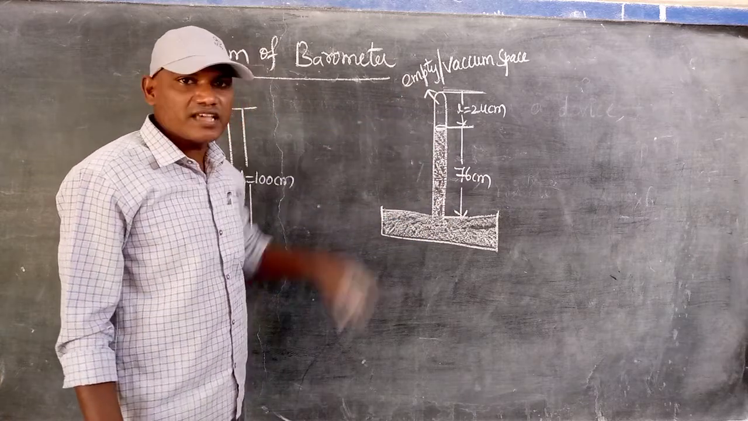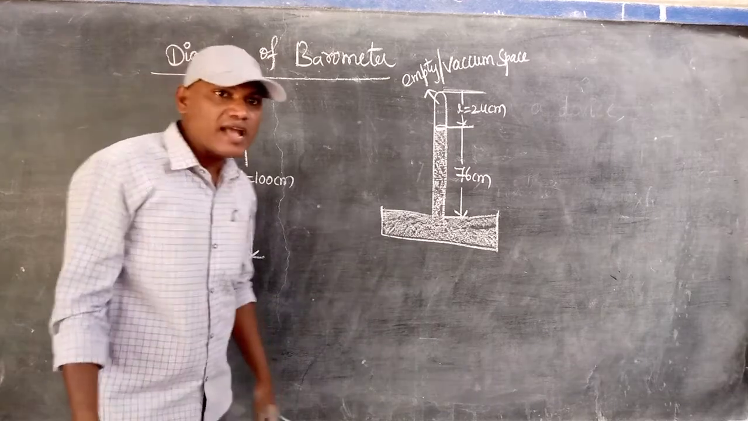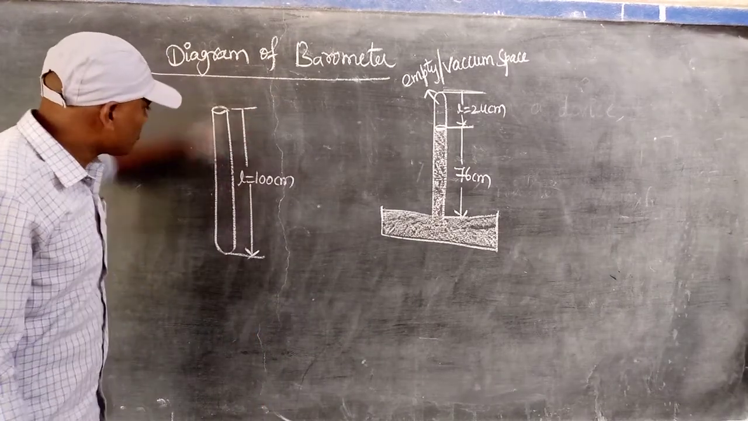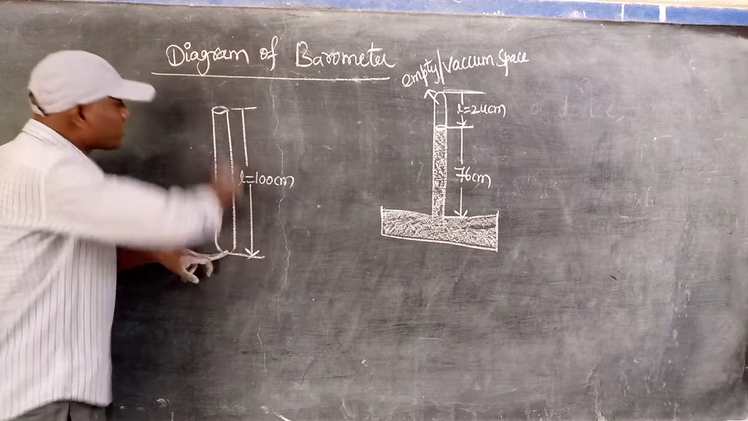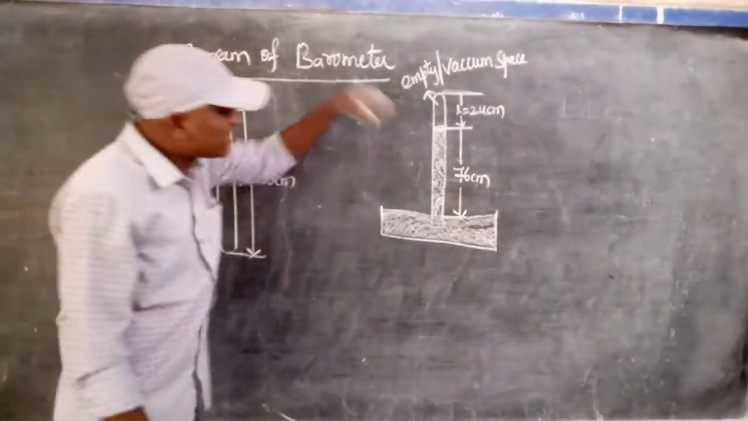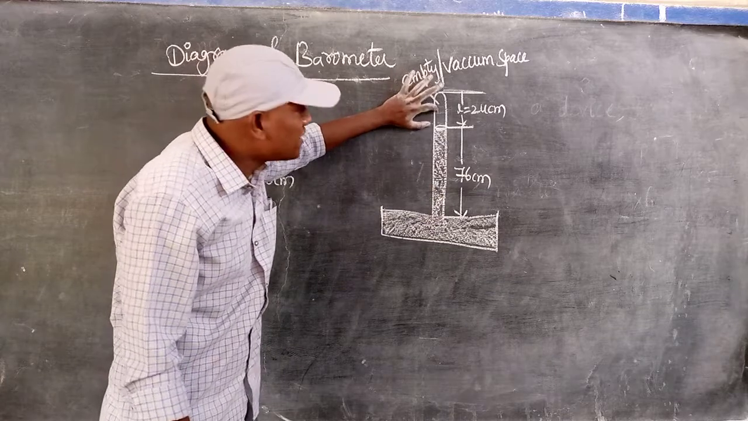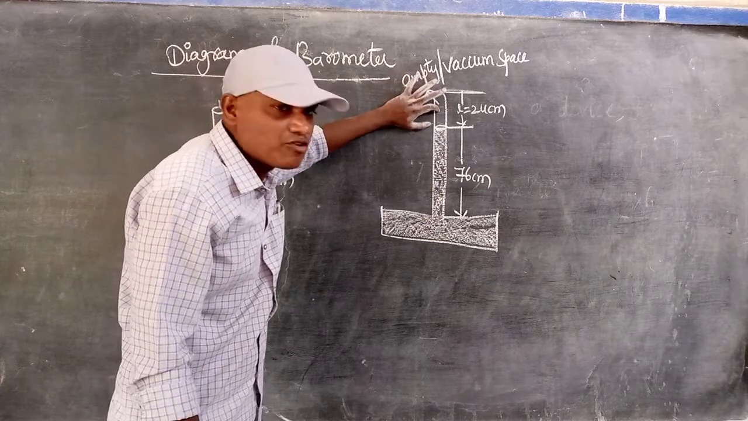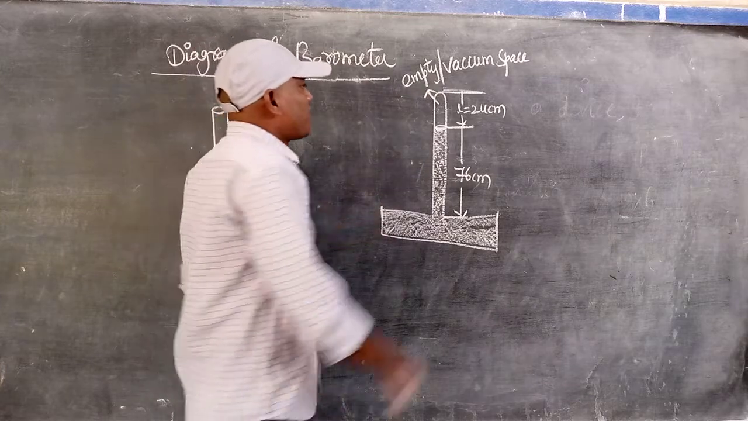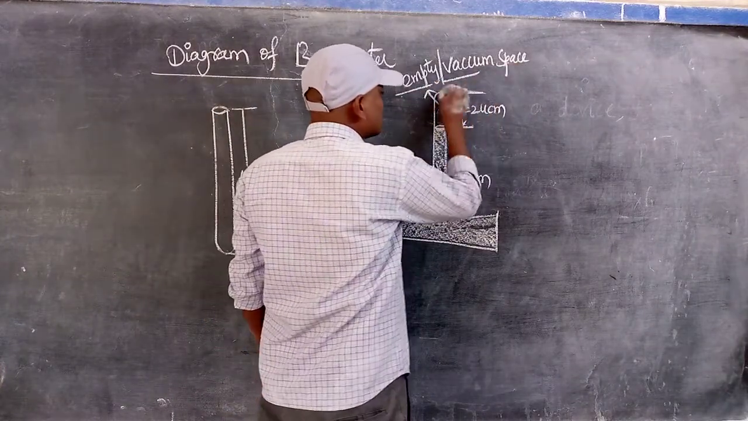In this one, what is there? Air is not present. Why? Because it is totally filled without any space. From here to here only mercury is there, but by keeping it in inverted mode some space will be formed. It is not air, it is vacuum, meaning nothing, no medium. That's why empty or vacuum space is created.